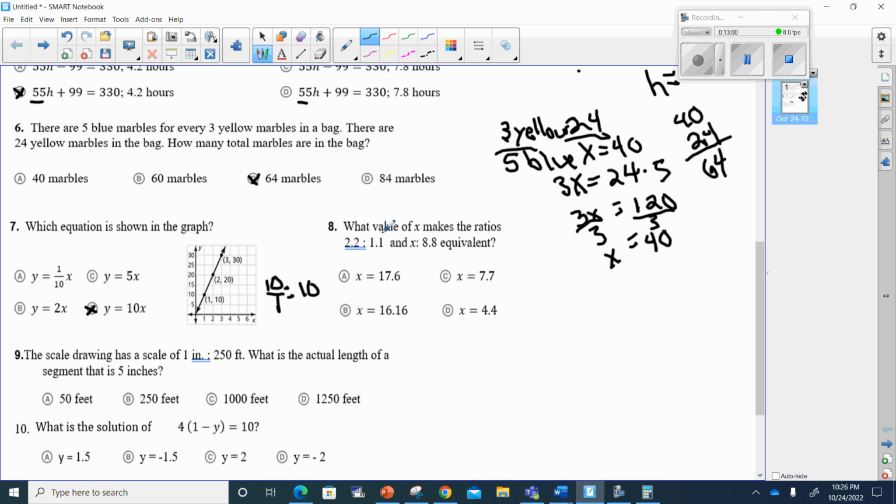All right, number 8. What value of x makes the ratios 2.2 to 1.1 and something to 8.8? Well, we can say that we have 2.2 to 1.1. And if I really wanted to, I could simply say that we divided by 2 here, which means we would have to multiply this by 2. But even if we did it this way, remember x is what we're looking for, and y is 8.8.